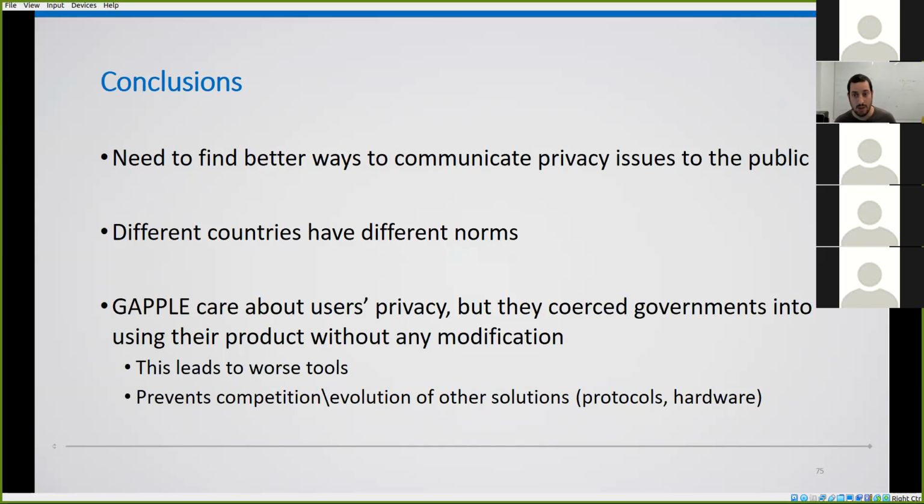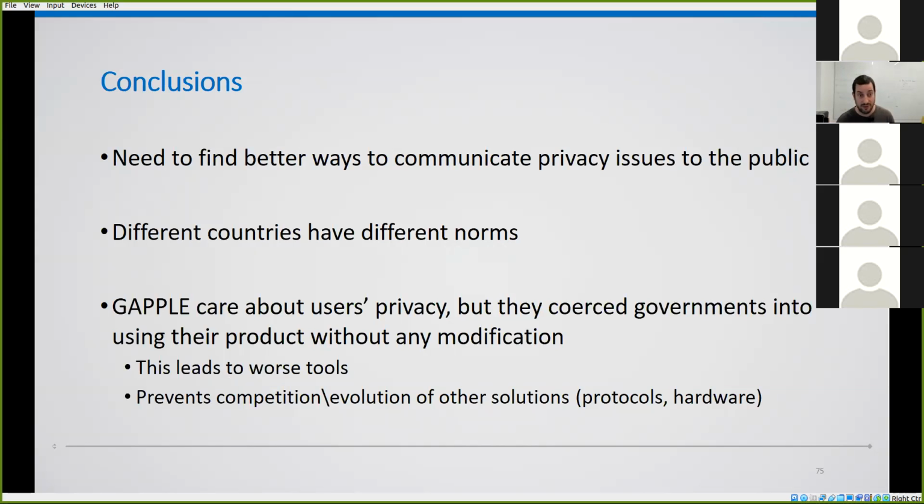And I want to believe that Google and Apple care about users' privacy, and they wanted to provide a clean, decentralized solution and to prevent government from trying to misuse it. But in fact, they coerced governments into using their own specific product without any modification, and this might lead to worse tools.